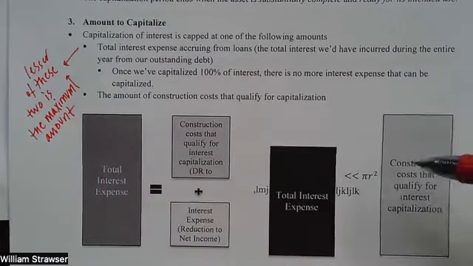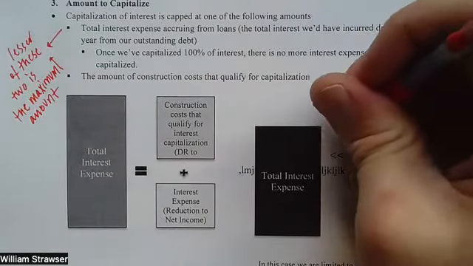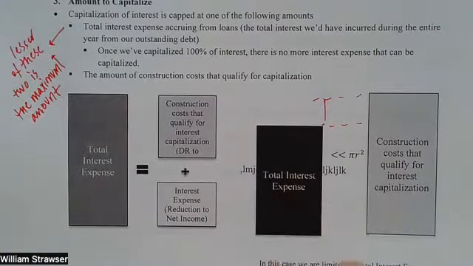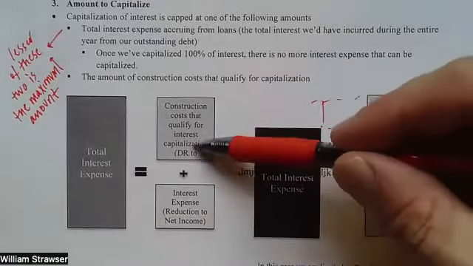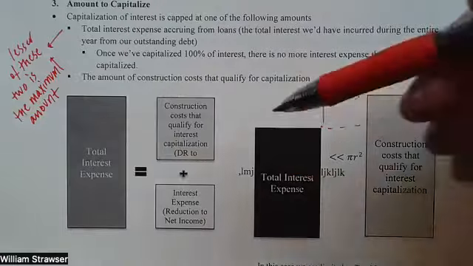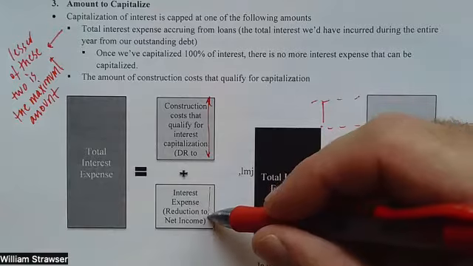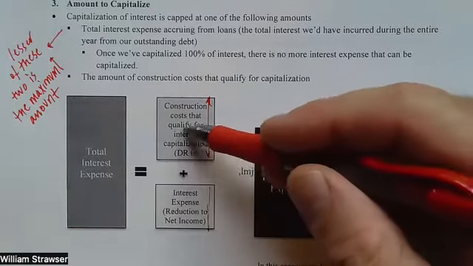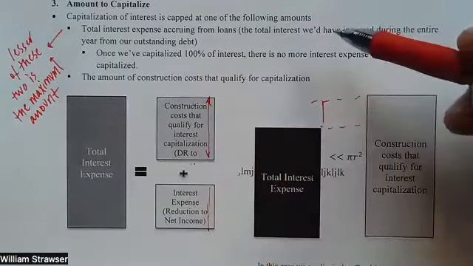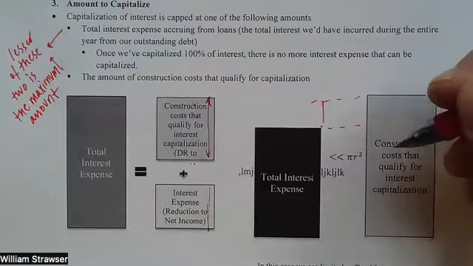It's either the amount of interest that loans are accruing, or it's the amount that I can actually qualify for capitalization. So if the costs that are qualifying for capitalization exceed the total interest expense, then we can only take the total interest expense. We're limited to that amount. If the costs that qualify for capitalization are less than the total interest expense, then we're okay. We can recognize this as capitalized. This portion, which is the remaining amount of interest expense, because we didn't get all of the interest expense with what qualifies, this lesser amount, would be the interest expense we still recognize.